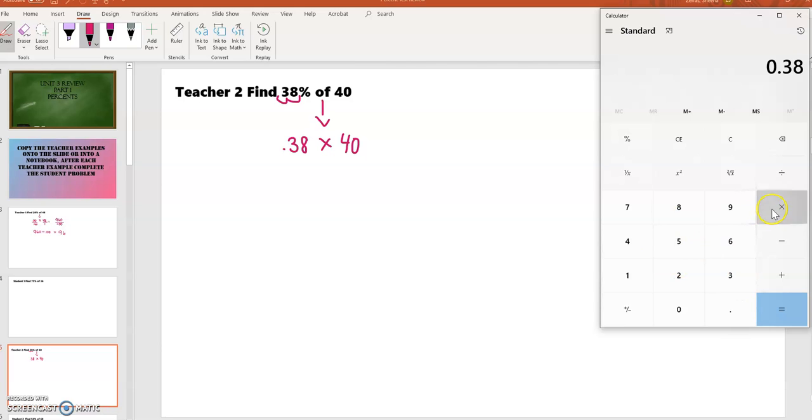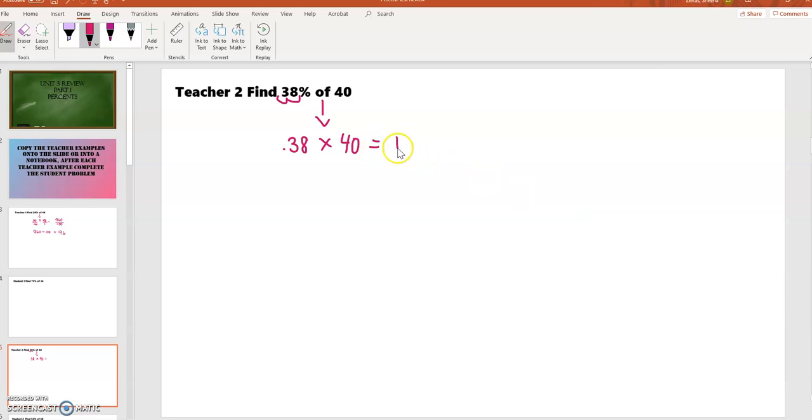To multiply decimals, we can do this on our calculator. So 0.38 times 40 gives us our answer, 15.2.